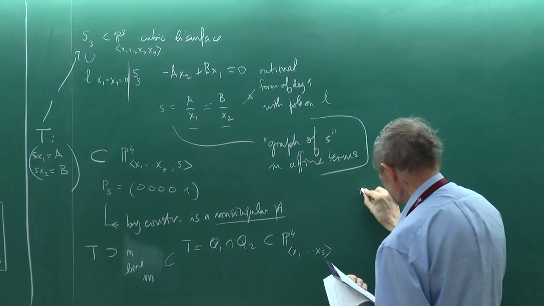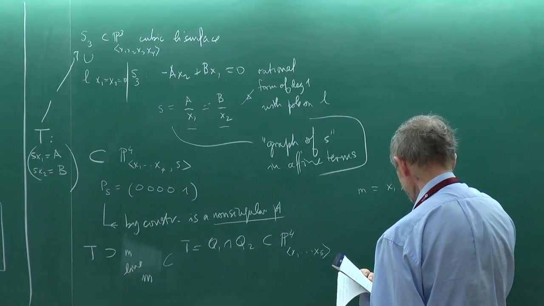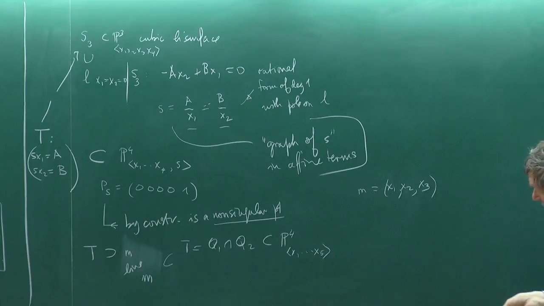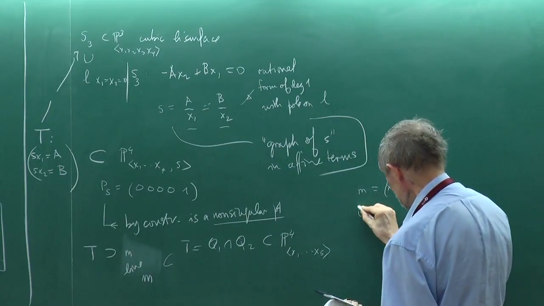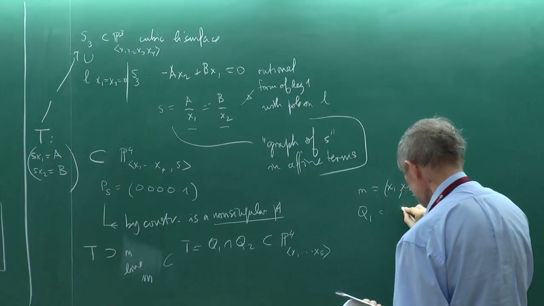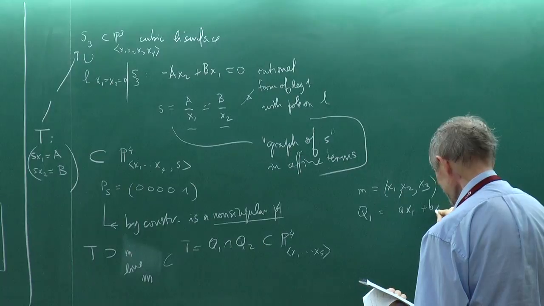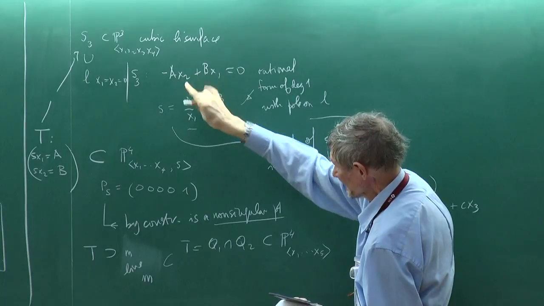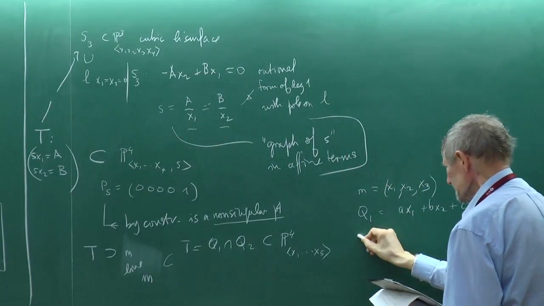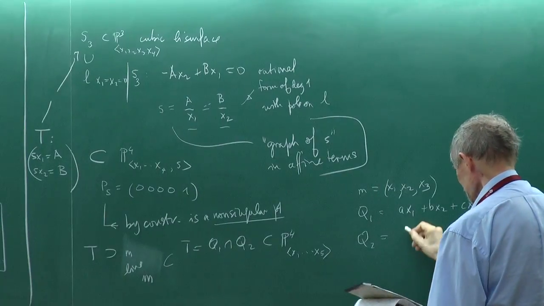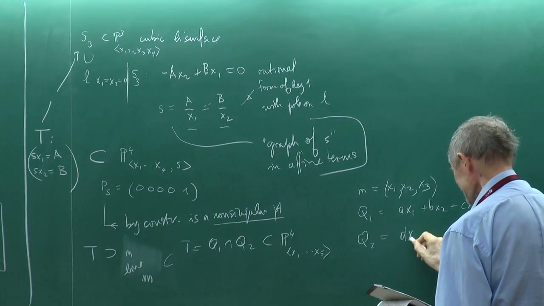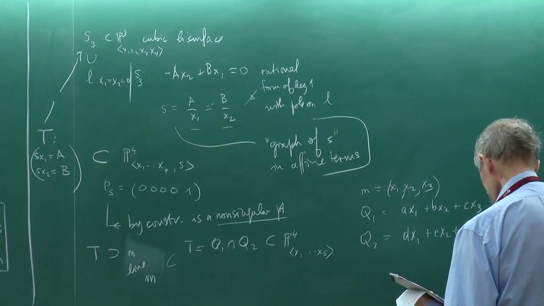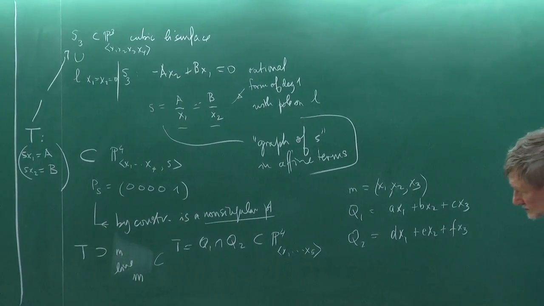Yes? So then M is x1, x2, x3. So it's a codimension 3 complete intersection. And the Q1 is, for example, A x1 plus B x2 plus C x3. So now I don't know how to do this trick here to make this come out in the right order. Q2 is maybe, let's just continue in the alphabet, D x1 plus E x2 plus F x3.